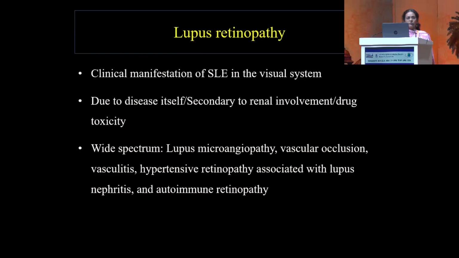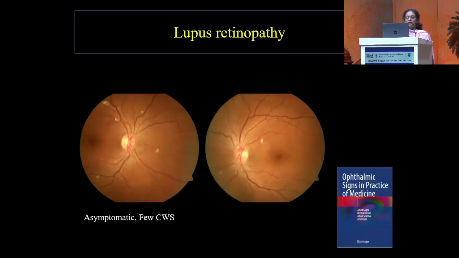The term lupus retinopathy refers to any clinical manifestation of SLE in the visual system. It could be because of the disease itself, or it could be secondary to the renal involvement in SLE, or due to drug toxicity. Lupus retinopathy has a wide spectrum. It may be in the form of lupus microangiopathy, vascular occlusion, vasculitis, hypertensive retinopathy associated with lupus nephritis, and autoimmune retinopathy.